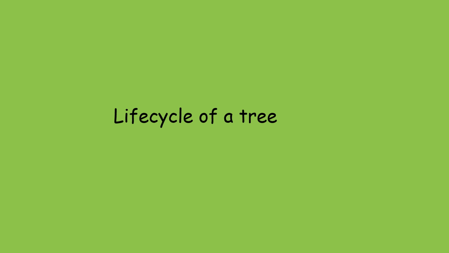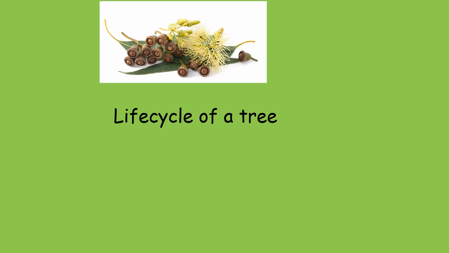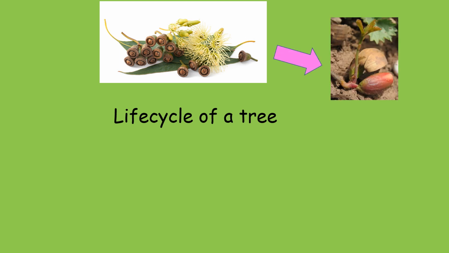Let's have a look at the life cycle of a tree now. This picture here are the gum nuts from a gum nut or eucalyptus tree. The gum nuts form after the flowers, so the flowers next to it, when they die off, the gum nuts are left behind when they fall onto the ground. Then they start to germinate. And you can see a picture here of a tree starting to germinate. You can still see the seed on the side and the little baby plant coming out.